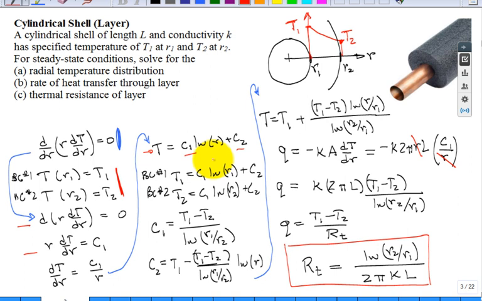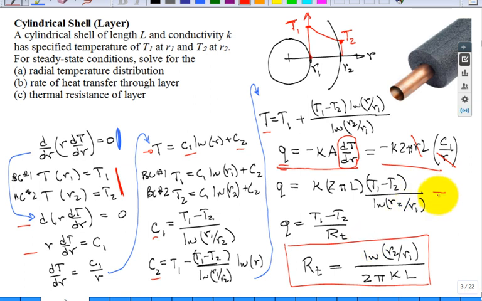You apply your boundary condition 1, boundary condition 2. You find C1 and C2. They're not pretty. You then express your total temperature as a function of r. You apply what law? Fourier's law to get an expression for Q, because you have an analytic expression for T. Now you can get that derivative. There it is. You do a little simplification.